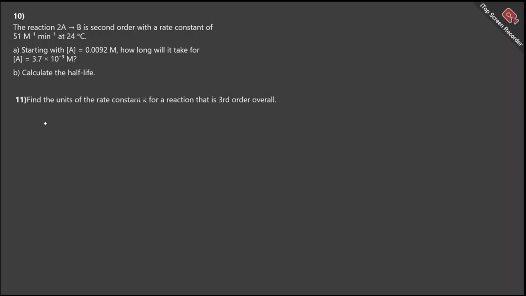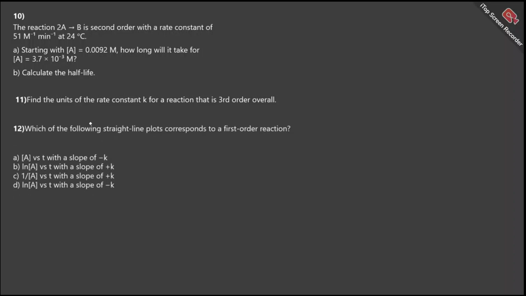Look at this one. Find the units of rate constant k for a reaction that is third order. Can you fail to find this one? Sure. We said that the units is M to the power 1 minus n, times seconds to the power -1. Now since it is a third order reaction, where we are saying n, we are going to substitute 3. That's going to give us M to the power -2 seconds to the power -1. Very simple.